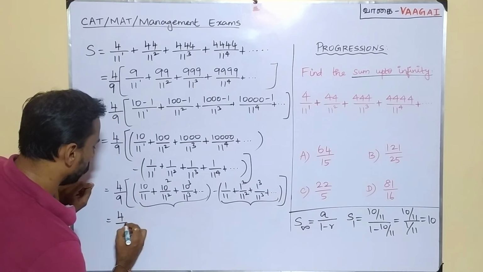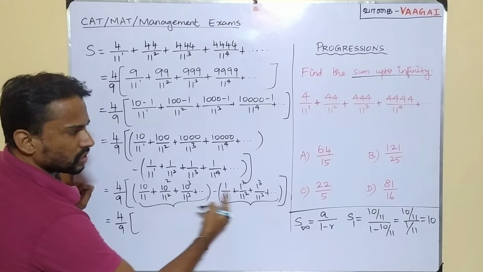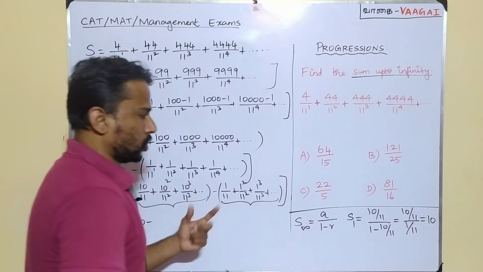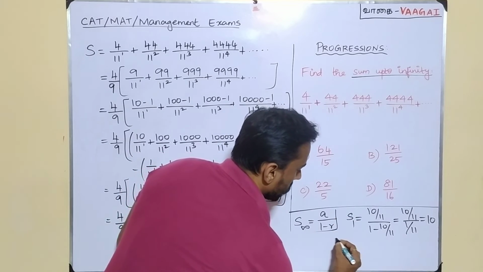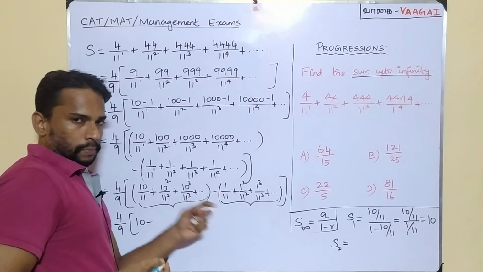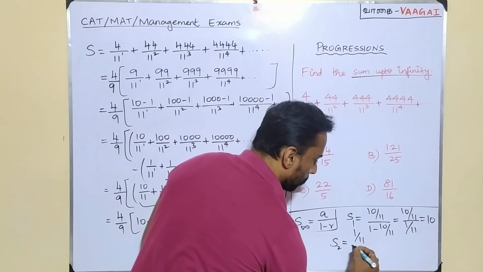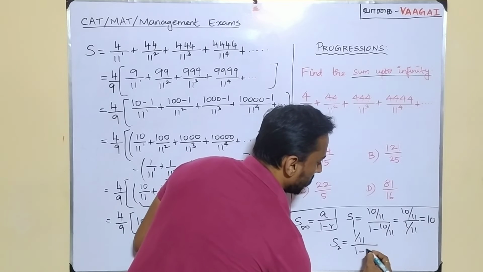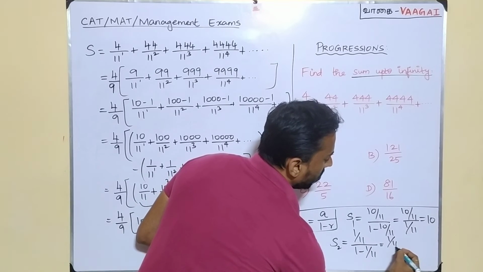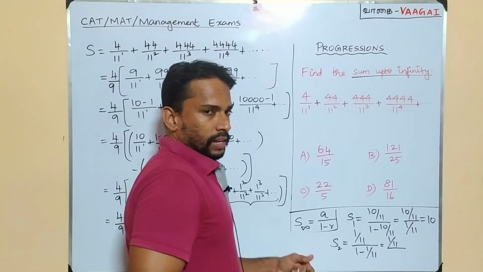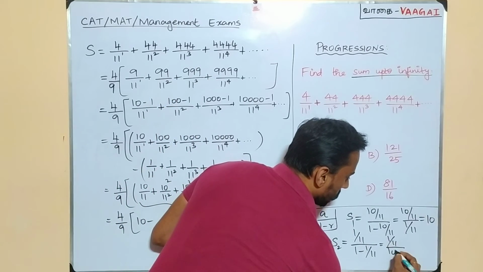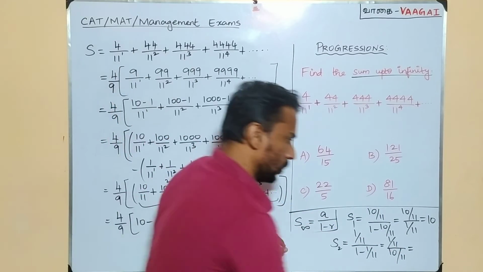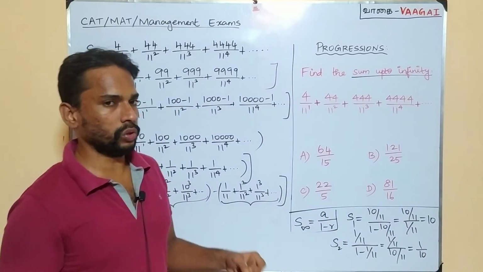So 4 by 9 of the first expression will be 10 minus S2, where we name the second expression S2. For S2, the first term is 1 by 11, so S2 is 1 by 11 divided by 1 minus r, where r is again 1 by 11. So 1 by 11 divided by 1 minus 1 by 11, which is 10 by 11. So 1 by 11 divided by 10 by 11 simplifies to simply 1 by 10. I hope you can follow this one also.